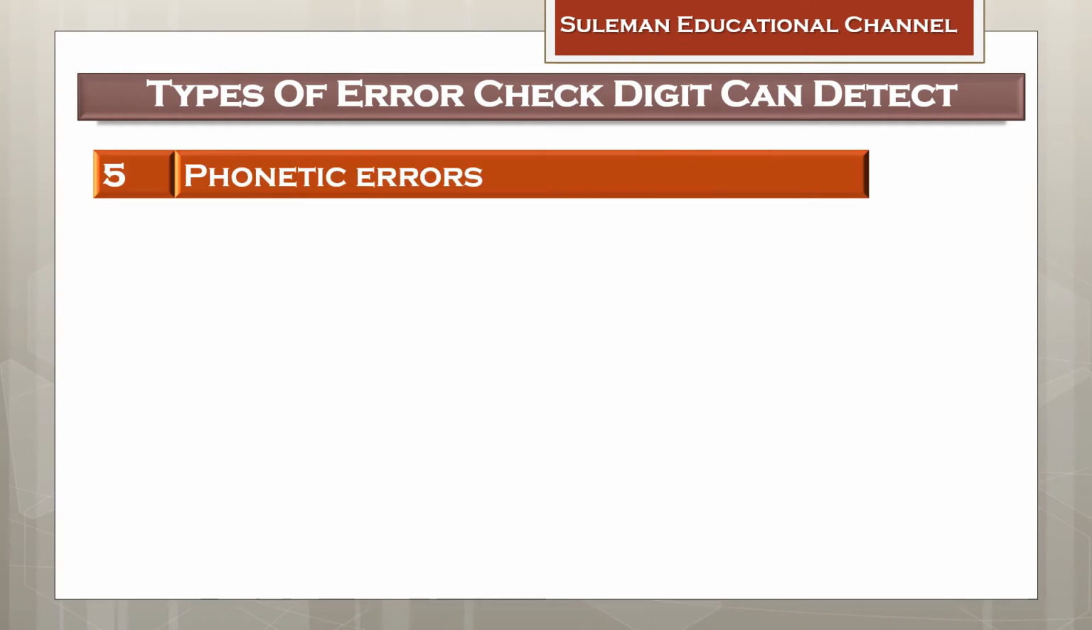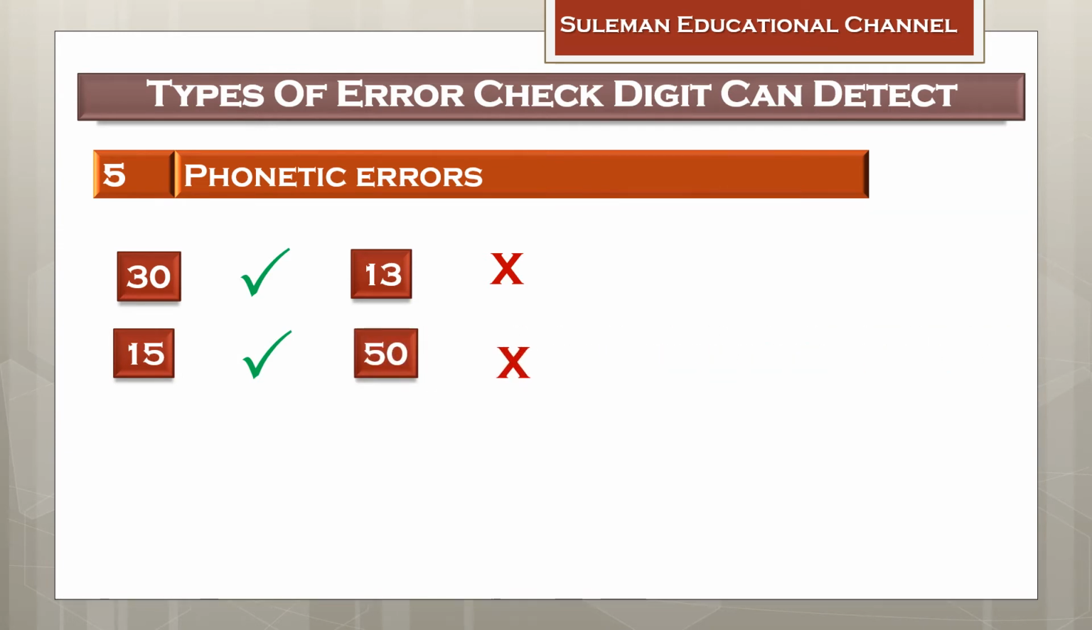The fifth type of error which a check digit can detect is the phonetic error. Phonetic error means an error of sound. For example, instead of typing 30, we have typed 13, because 30 and 13 sometimes sound the same. Due to the phonetic error, the mistake has been made in typing. Another example is 15 and 50. 15 has been mistyped as 50 due to the sound error. Mistakes in sound are known as phonetic errors.